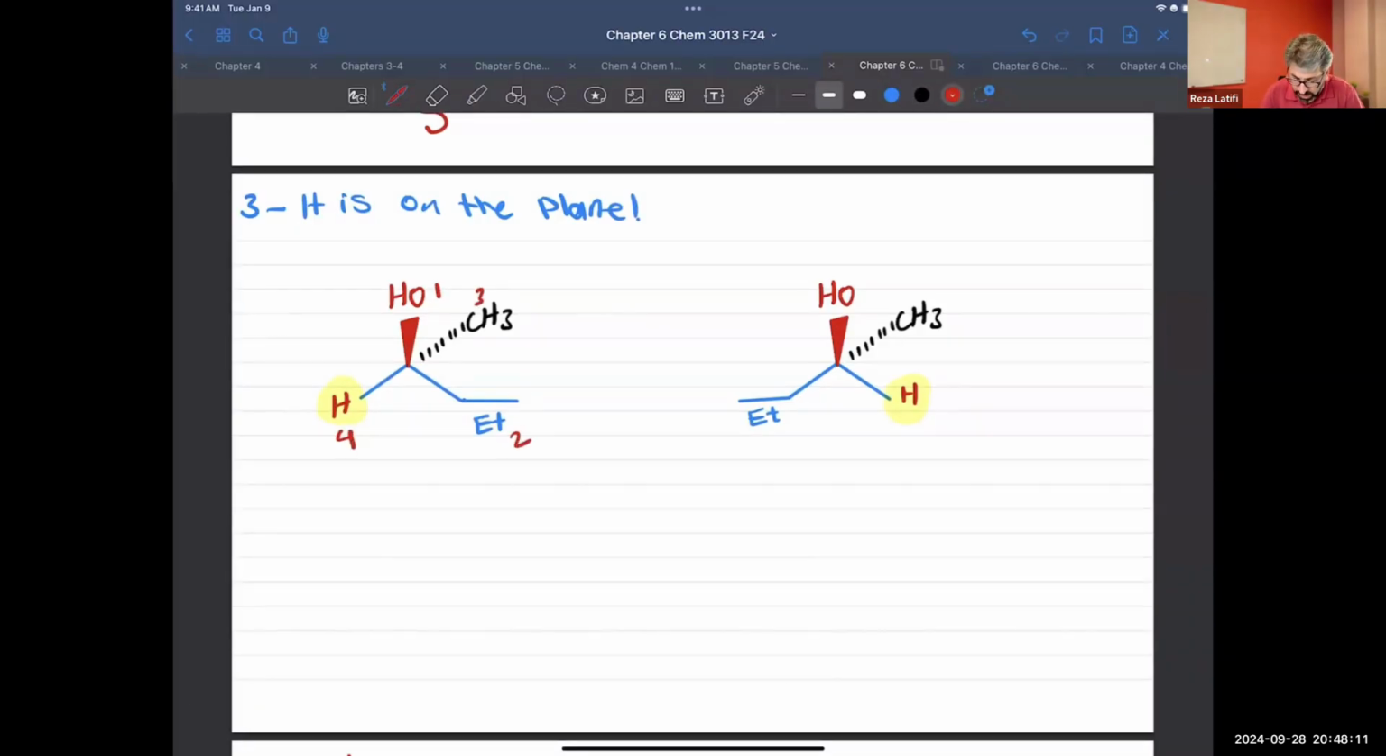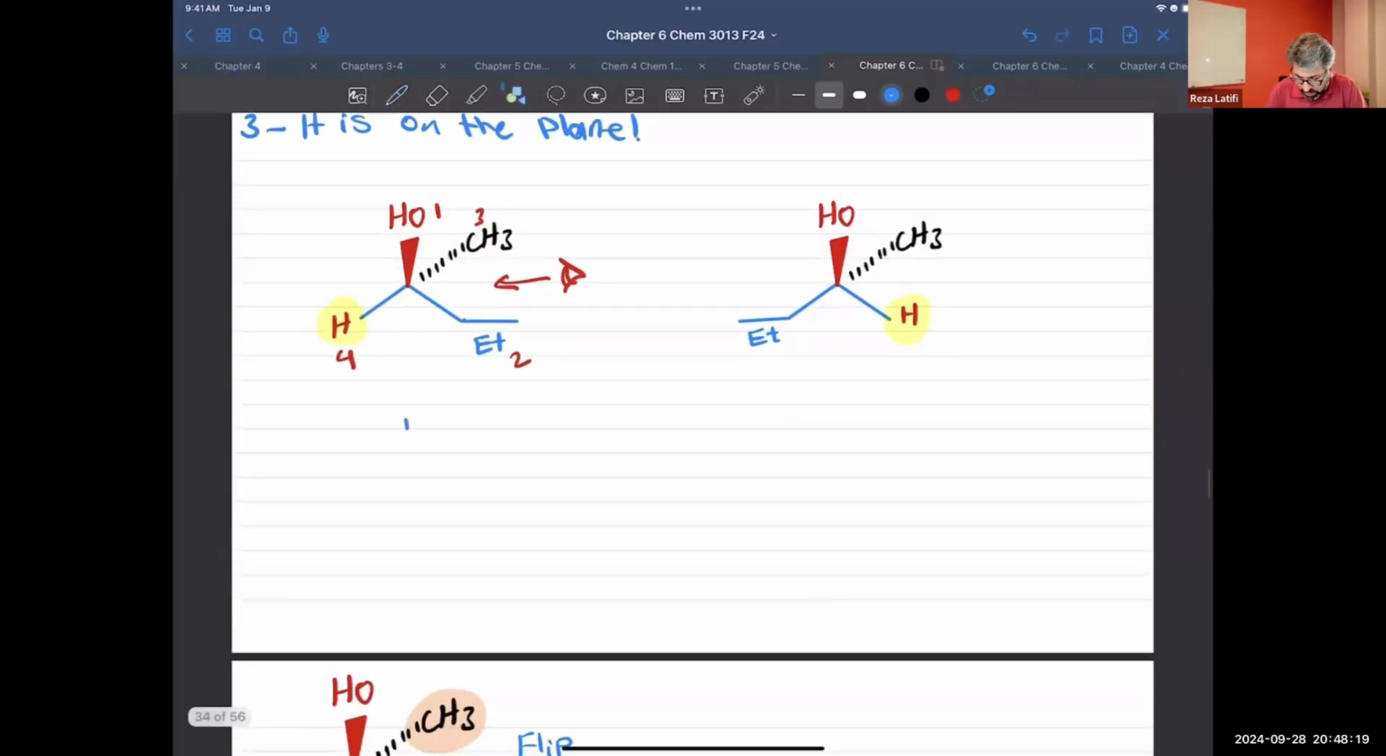It's inside the plane. I'm going to put my eyes here, and I will look at the molecule from this direction. When I look at the molecule from that direction, I see OH up, and then I see ethyl on the left side and methyl on the right side. So this is going to be OH, this is methyl, and this one is ethyl. 1, 2, 3. This is going to be S configuration.